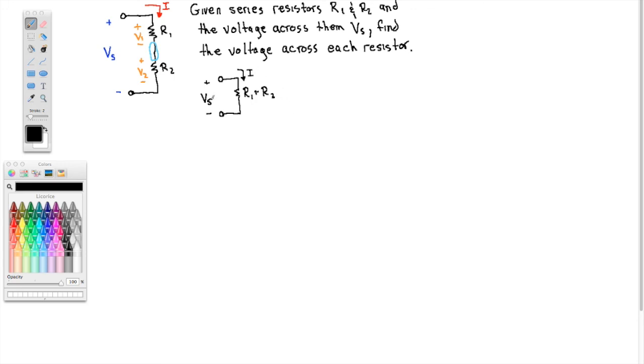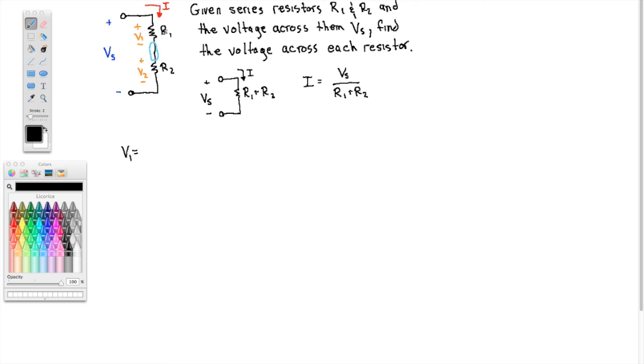And now Vs is across this single resistor, so I can write an expression for that current using Ohm's law. Vs over R1 plus R2. And since this is the equivalent resistance, that current that's being drawn from that equivalent resistance is the same current up here in the original picture. That's the key. Now, I have the current that goes through both of those resistors, so now I can use Ohm's law in the original picture to find what V1 is.